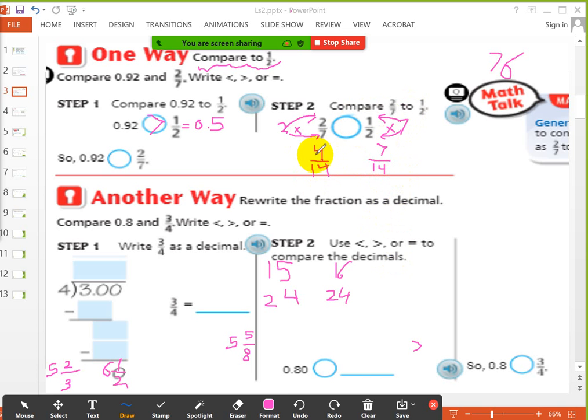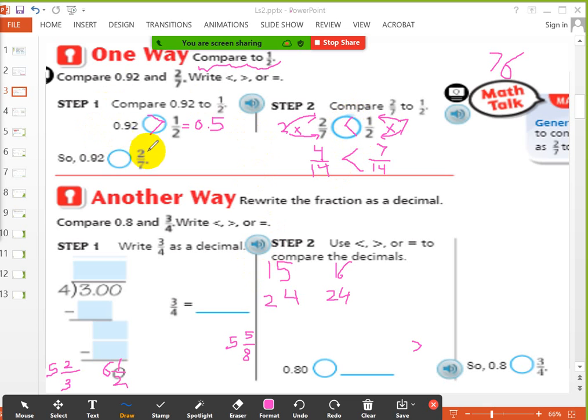Which one is the greater? Which one has the greater number? 4 over 14 or 7 over 14, right? 7 is greater than 4. That means the symbol will go to this fraction. So 7 over 14 is greater than 4 over 14. That means 1 over 2 is greater than 2 over 7.